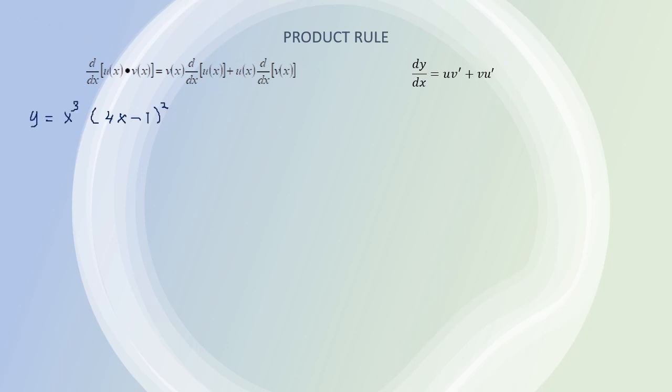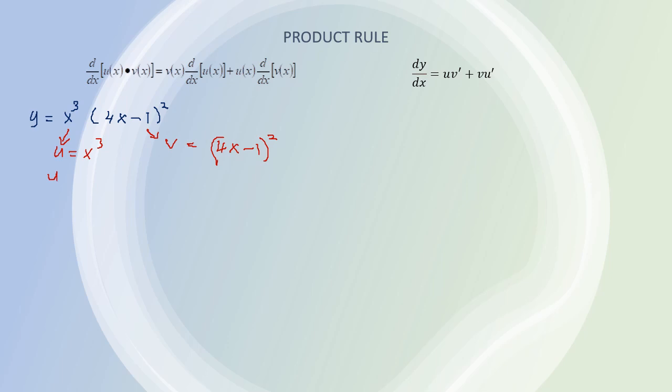Look at this example. We have function y equal to x to the power of 3 multiplied by 4x minus 1 to the power of 2. This is multiplication function. So we will differentiate by using product rule. Now we put the first function as u and the rest function is v. Means u is equal to x to the power of 3 and v is equal to 4x minus 1 to the power of 2. Then we differentiate function u and v.